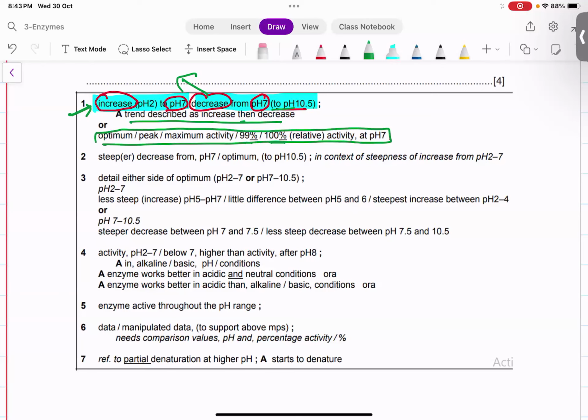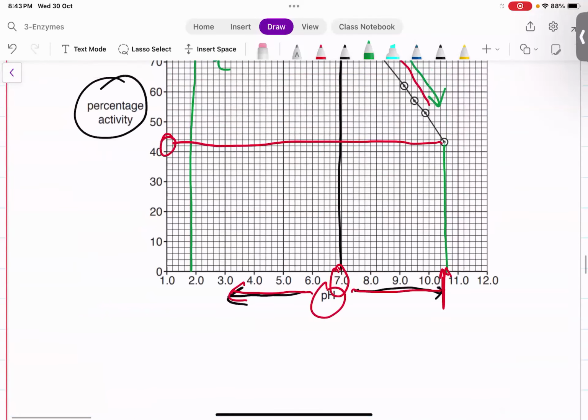The maximum or optimum pH, and then the numerical value or the reference from the graph. Steeper decrease when the pH is increased from pH 7 to pH 10, and detail on either side of the optimum. When you increase the pH or decrease the pH, there is a decrease in the enzyme activity. There is a less steep increase from pH 5 to pH 7. You can also refer to this point.